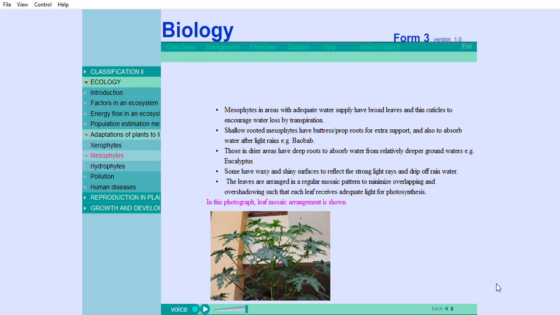Some have waxy and shiny surfaces to reflect the strong light rays and drip off rainwater. The leaves are arranged in a regular mosaic pattern to minimize overlapping and overshadowing such that each leaf receives adequate light for photosynthesis. In this photograph, leaf mosaic arrangement is shown.